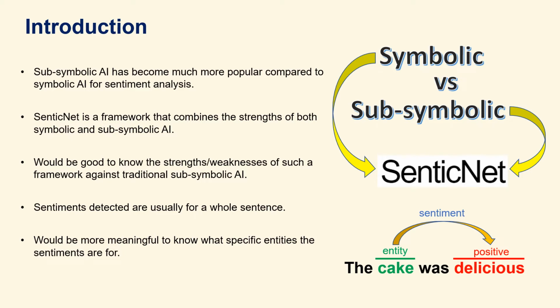To perform sentiment analysis, there are two main approaches, symbolic AI as well as sub-symbolic AI. In recent times, sub-symbolic AI, such as deep learning, has become much more popular for sentiment analysis compared to classic symbolic AI. The two approaches are very different, but despite their differences, SenticNet is a novel framework that has managed to tap on both their strengths. Seeing this, it will be interesting to see how such an ensemble approach compares to popular sub-symbolic AI.